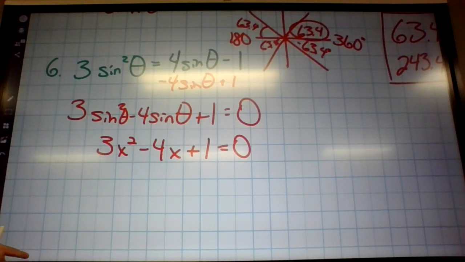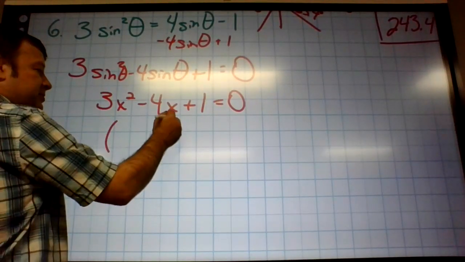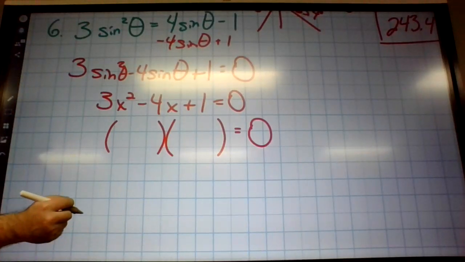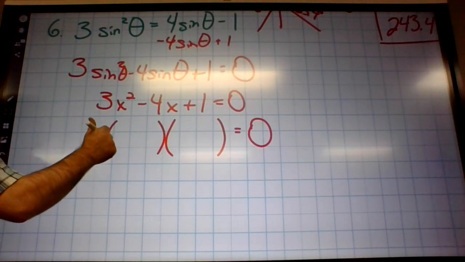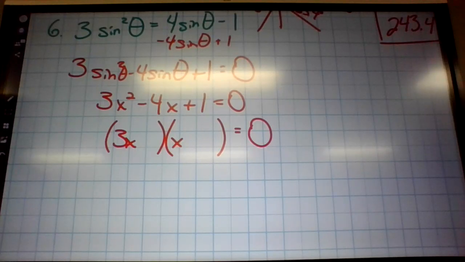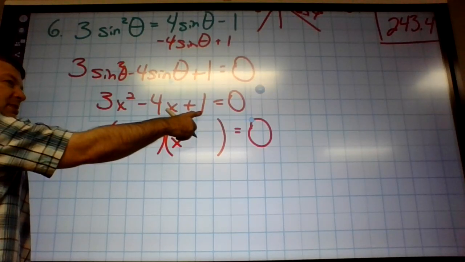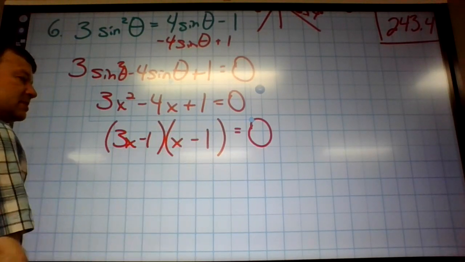Now, you could use the quadratic formula here, but they also factor. I don't think it's that bad. I don't think everyone will do it wrong. Okay, what goes in the front? 3 and 1. Right. In the back? Do 1 times negative 1 multiply to 1? Negative 1 and negative 1. Does that work?